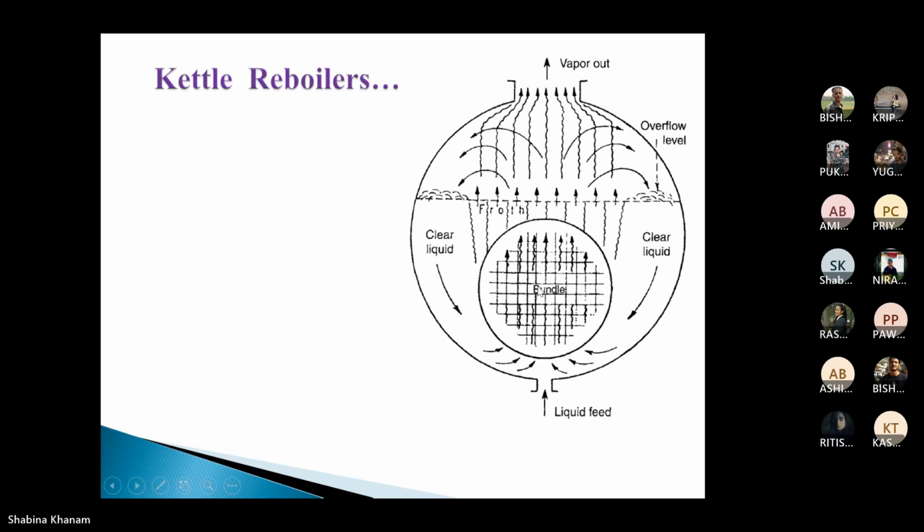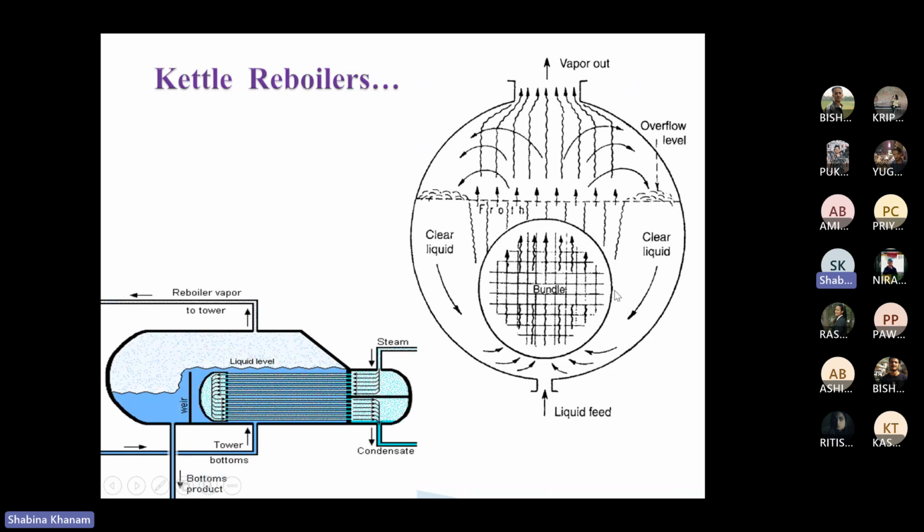Okay. So if you consider the kettle reboiler, the cross-sectional view will look like this, and the side view will look like this. This image we have already explained. Now we consider this cross-sectional view, and if you see, the bundle is very small in comparison to the shell. The shell diameter is this much.